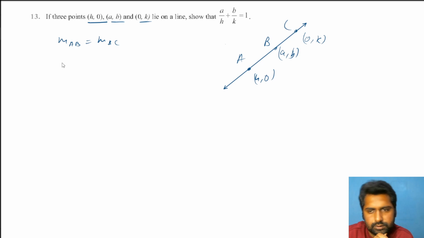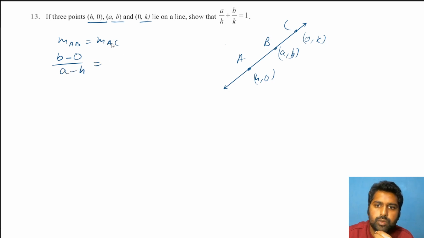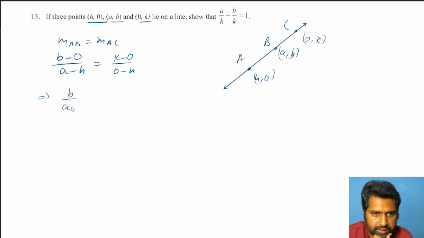I can use BC also, or I told you that we can use any 2 points, so I am taking AC. It's not that I won't get the answer with BC, it's just that it will take slightly more time, and with AC you'll see why I'm taking it, because zeros are present in it. So MAB is b minus 0 upon a minus h, it is equal to MAC, so k minus 0 upon 0 minus h. There are a lot of zeros, that's why I'm taking A and C. Cross multiply, we don't have any other option. So b upon a minus h is equal to minus k by h, cross multiply.